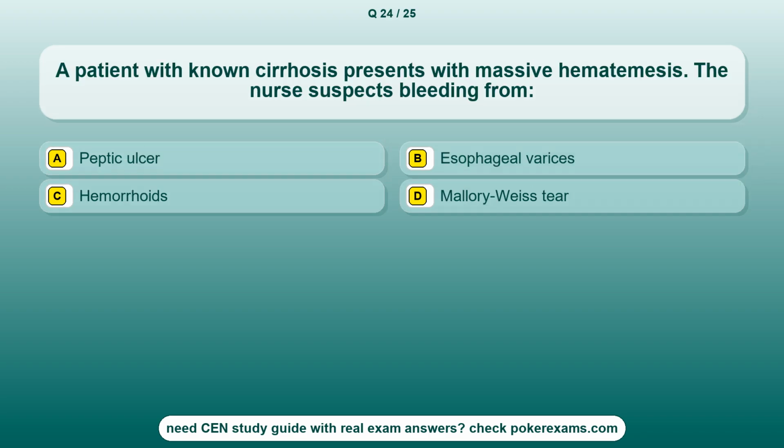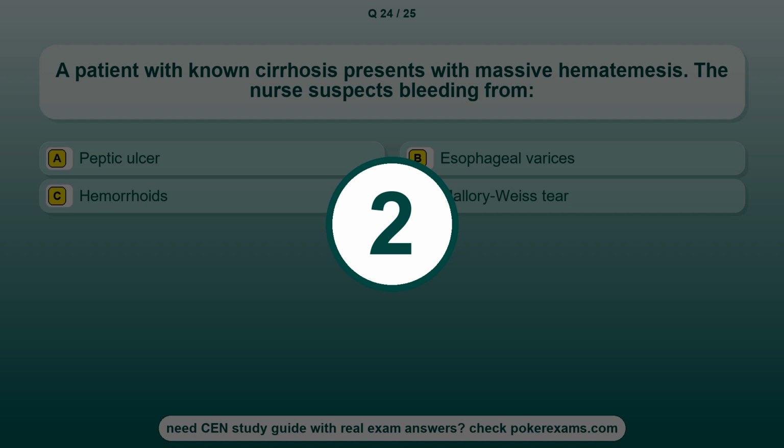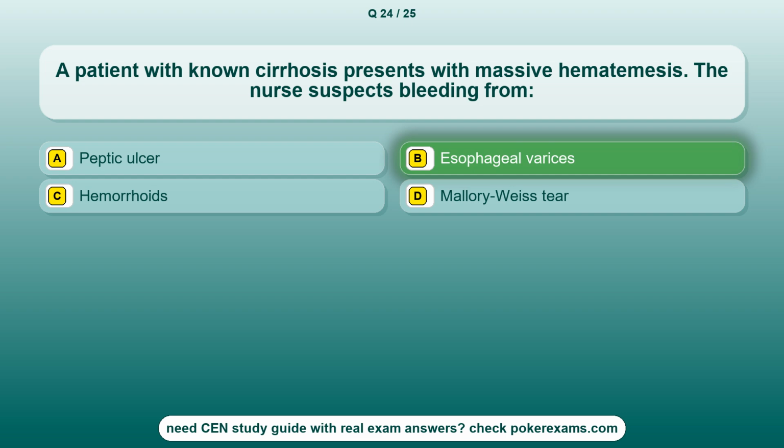Question 24. A patient with known cirrhosis presents with massive hematemesis. The nurse suspects bleeding from option A, peptic ulcer. Option B, esophageal varices. Option C, hemorrhoids. Option D, Mallory-Weiss tear. The correct answer is option B, esophageal varices.